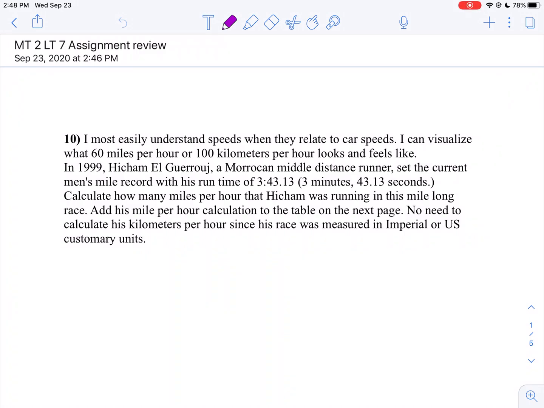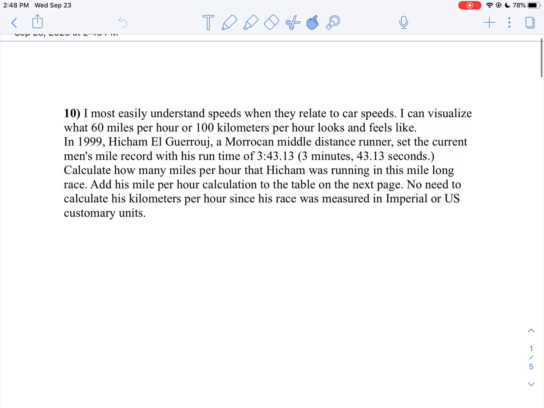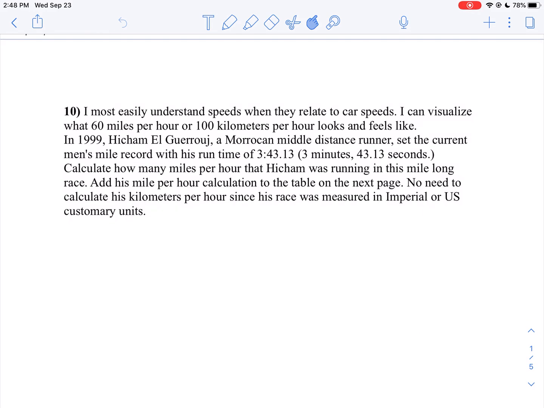Hello, we're going to take a look at your MT2 LT7 assignment. If we look at problem number 10, it says, I most easily understand speeds when they relate to car speeds. I can visualize what 60 miles per hour or 100 kilometers per hour looks and feels like because I've driven in a car when it was going that fast.